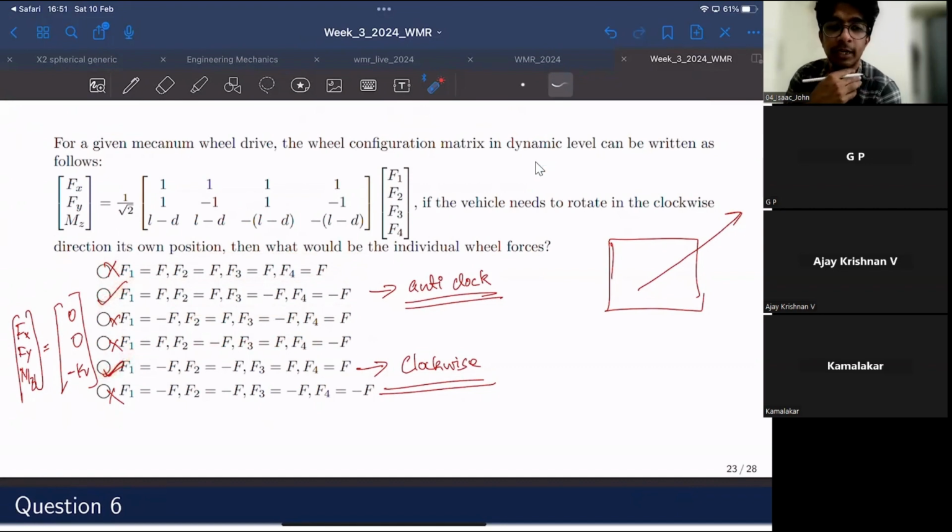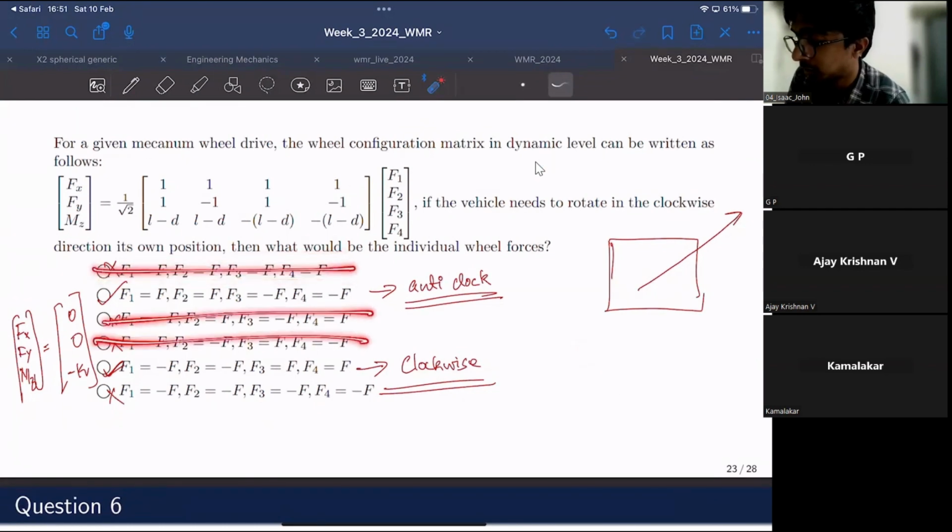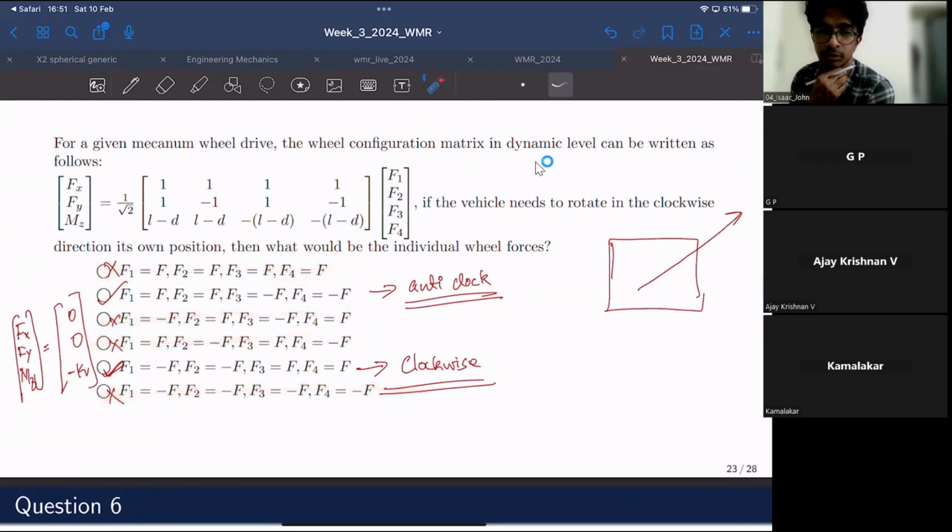All the other options you can actually discard, because obviously if all the forces are going in one direction, it's only going to move along that direction. If it is all F, it is only going to move in the longitudinal direction. So you don't even need to consider that. If the problem is asking for a pure rotation, you don't need to consider these options. You don't need to consider any of these options.